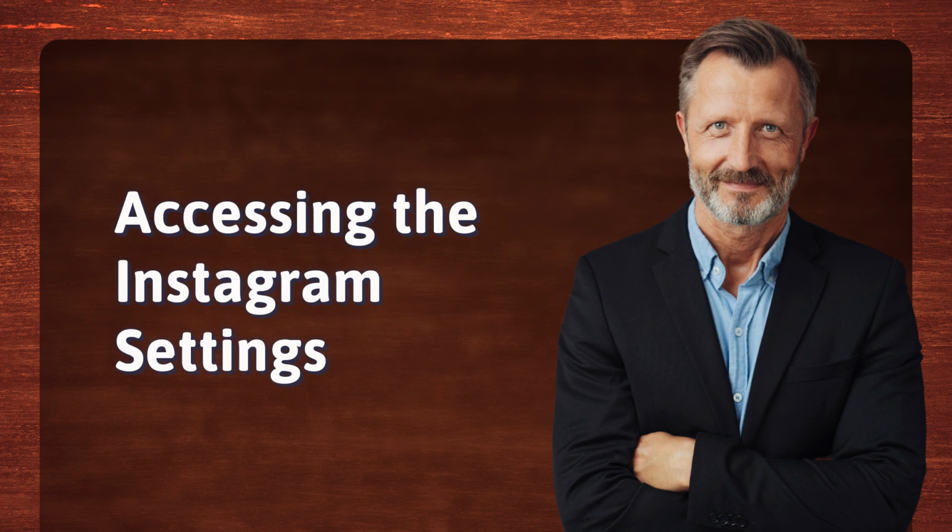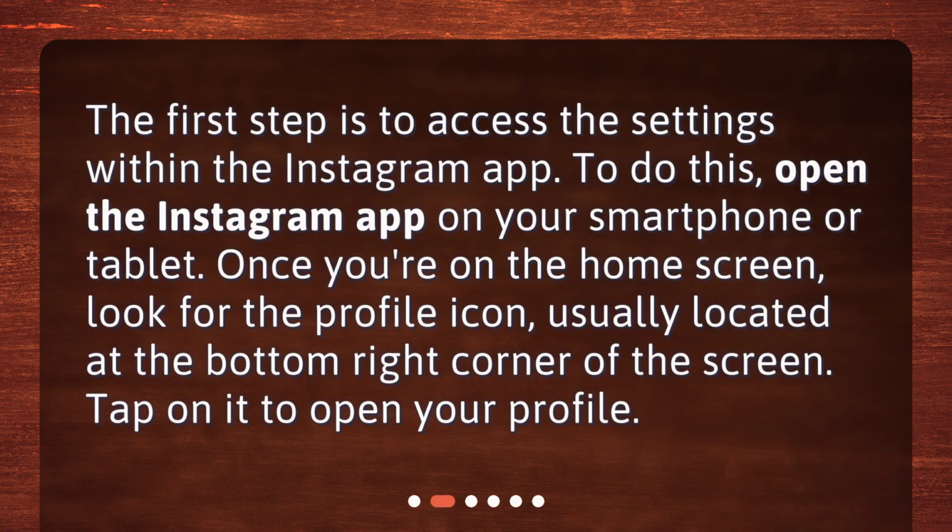Accessing the Instagram settings. The first step is to access the settings within the Instagram app. To do this, open the Instagram app on your smartphone or tablet. Once you're on the home screen, look for the profile icon, usually located at the bottom right corner of the screen. Tap on it to open your profile.